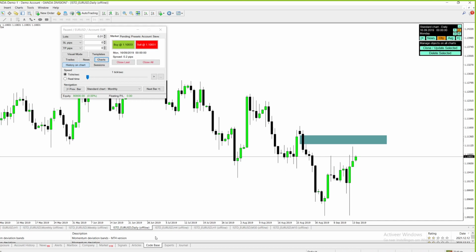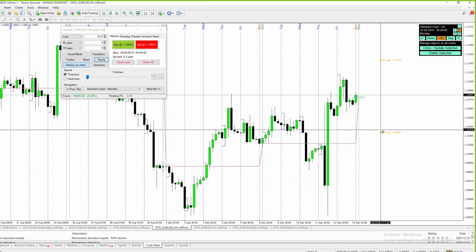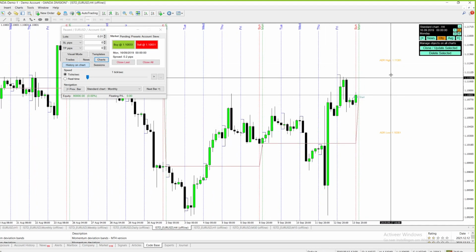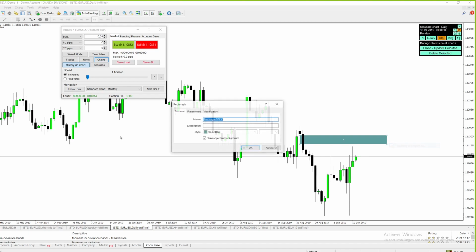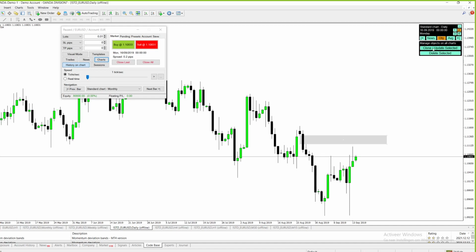Let's see, on the 4-hour. So I have those indicators again with the weekly open, the day of the week and the ADR. So in the ADR we can see the range. Let me copy this fair value gap, by the way, so we can see it on every time frame, and I'll make it a little bit lighter, like this.